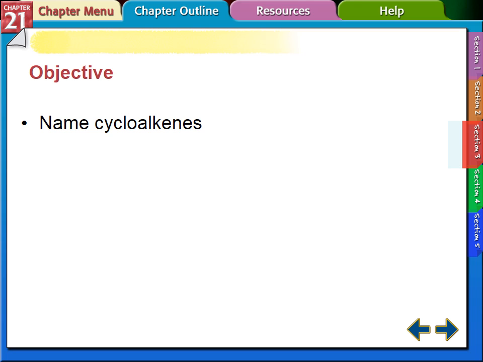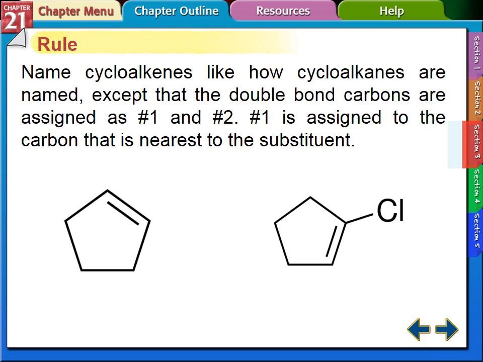For this tutorial, our objective is to name cycloalkenes. Naming cycloalkenes is very similar to how cycloalkanes are named, except that the double bond carbons are assigned as number 1 and number 2, and number 1 is assigned to the carbon that is nearest to the substituent. So let's take a look at this example over here.